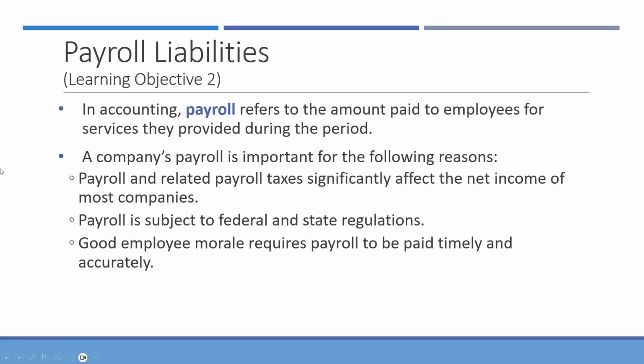And a company's payroll is important for the following reasons. Payroll and payroll taxes significantly impact the net income of most companies. The largest expense for most companies is salaries. Payroll is subject to federal and state regulations. It is not something to mess up. Payroll tax, Social Security and Medicare tax and sales tax, if that stuff is not paid to the government on time, honestly, really significant immediate penalties happen. And good employee morale requires payroll to be paid timely and accurately.